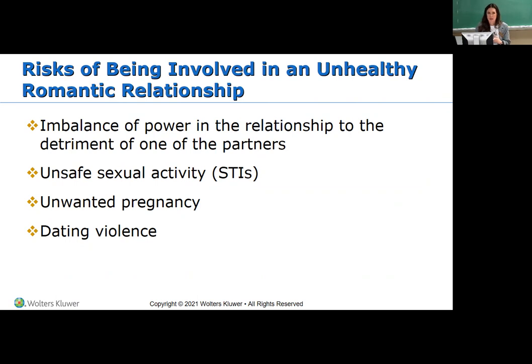and maybe even having to be a single parent, not having 2 teenage parents, would be quite difficult to manage. Not saying that it's impossible, but it can be difficult. And then of course the dating violence that I was talking about.